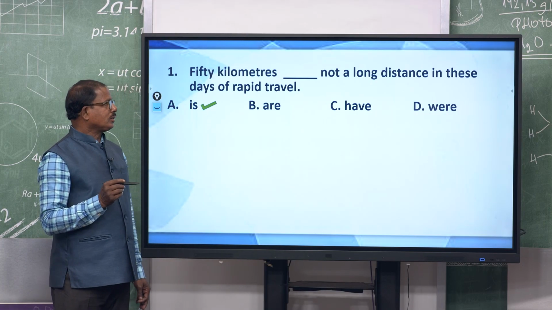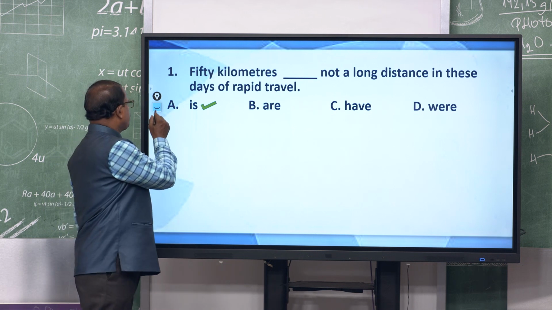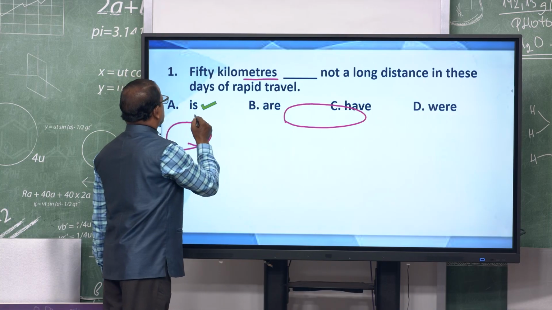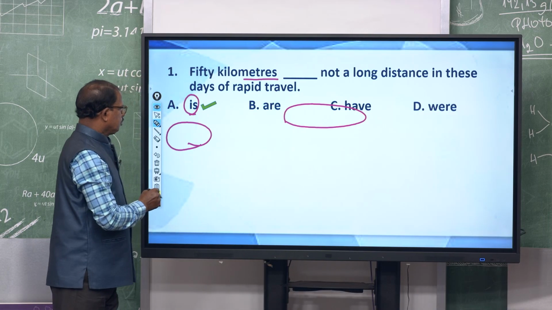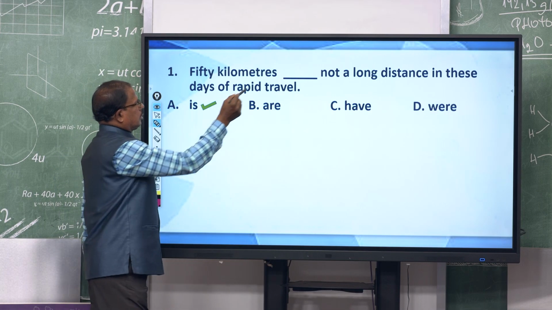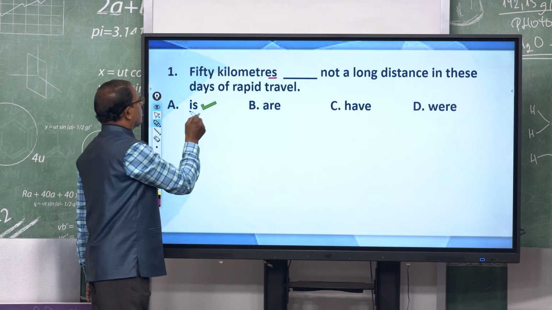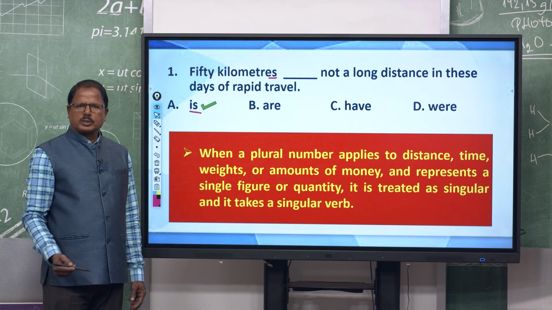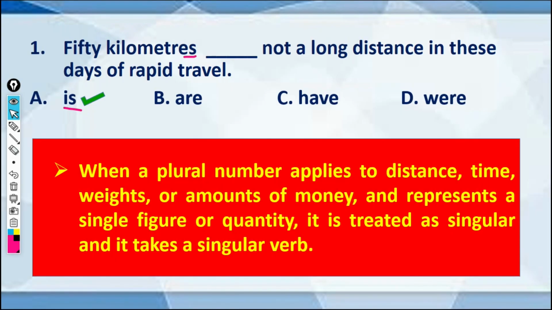So 50 kilometers is not a long distance. You see, you have kilometers, s is there, but the verb is singular, because why does it happen? Now you look at the principle. When a plural number applies to a distance, time, weight or amount of money and represents a single figure or quantity, it is treated as singular.